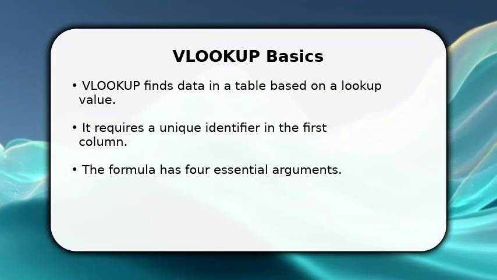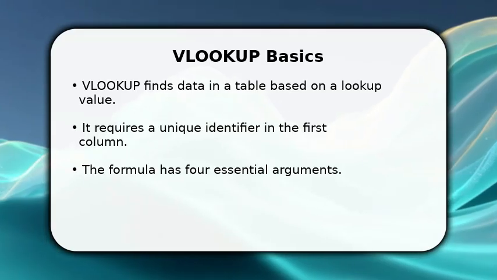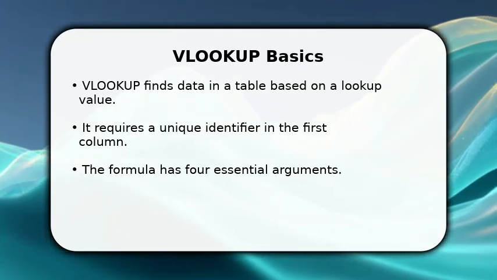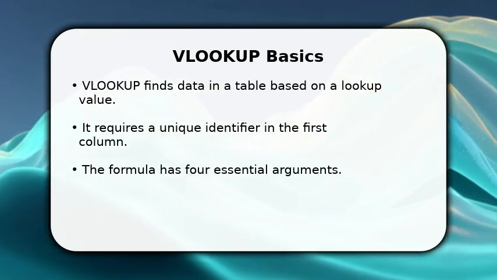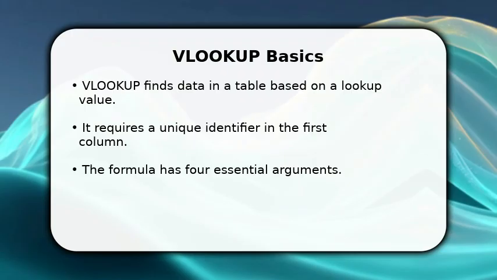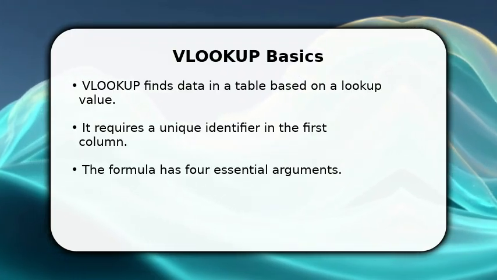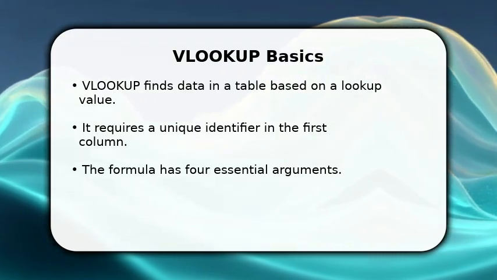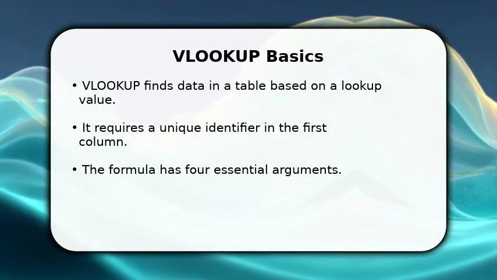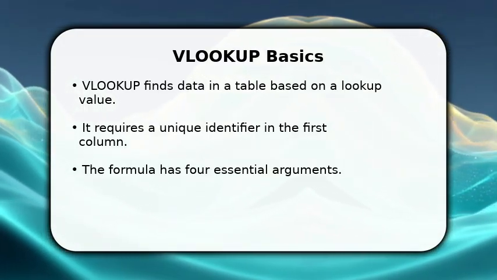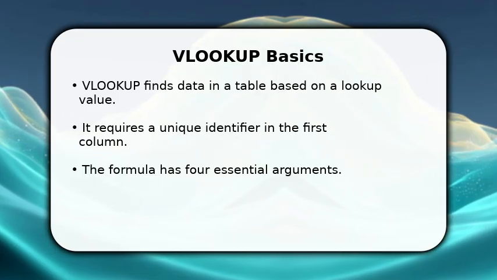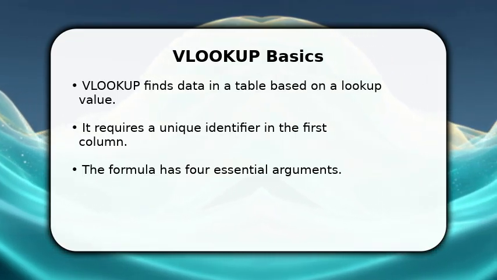In this video, I will explain how to use the VLOOKUP formula. This powerful Excel function helps you find specific information within large datasets. You provide a lookup value, and VLOOKUP searches the first column of a specified table range. Once it finds a match, it returns a corresponding value from a different column in the same row. It's perfect for tasks like matching product ID to prices or names to departments.